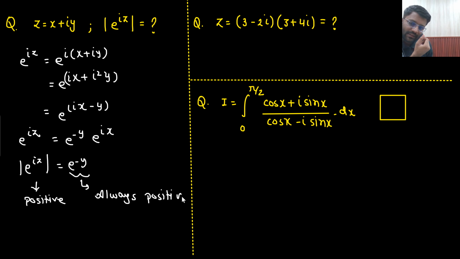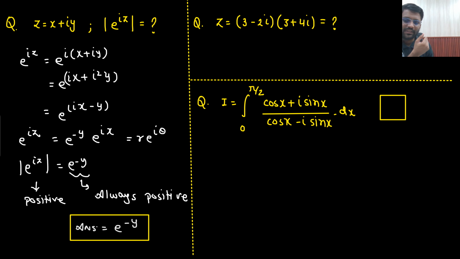So that's it. What is the answer? The answer is e to the power minus y, because this will show the angle. Basically, you represent this as r e to the power iota theta. So this is showing the angle and this is showing the magnitude. There you go. So what is the answer? e to the power minus y is the answer.